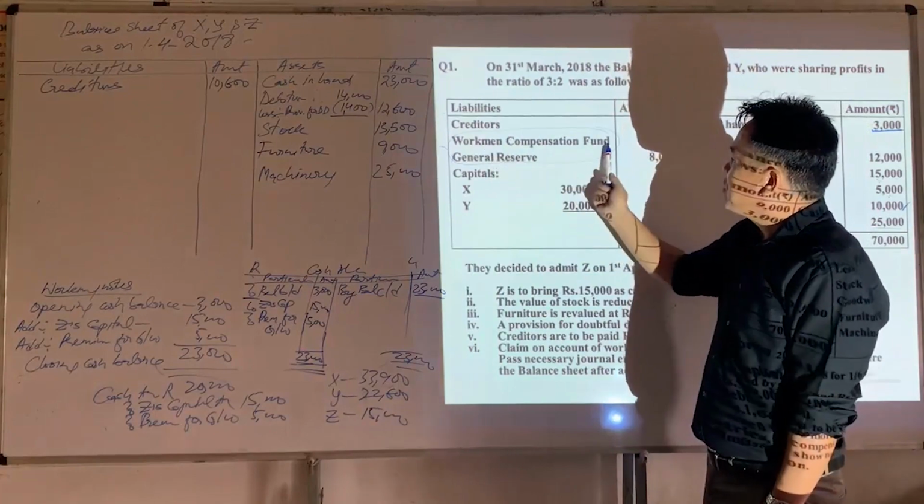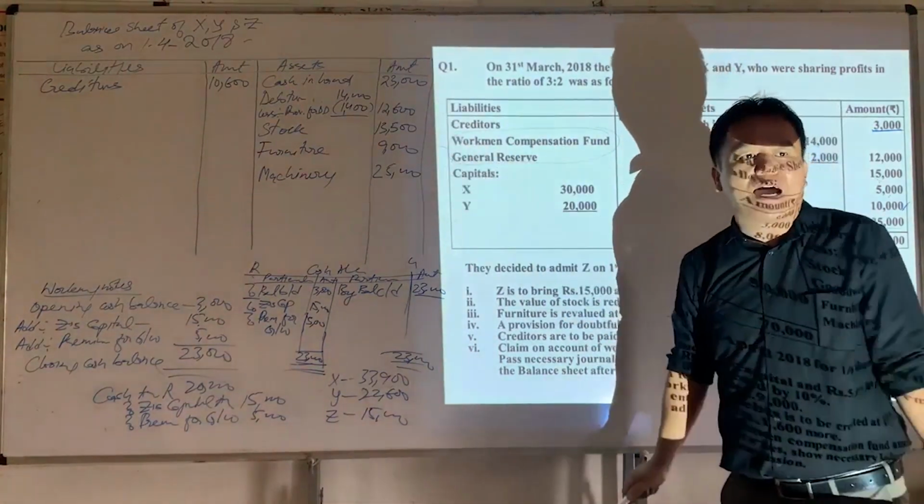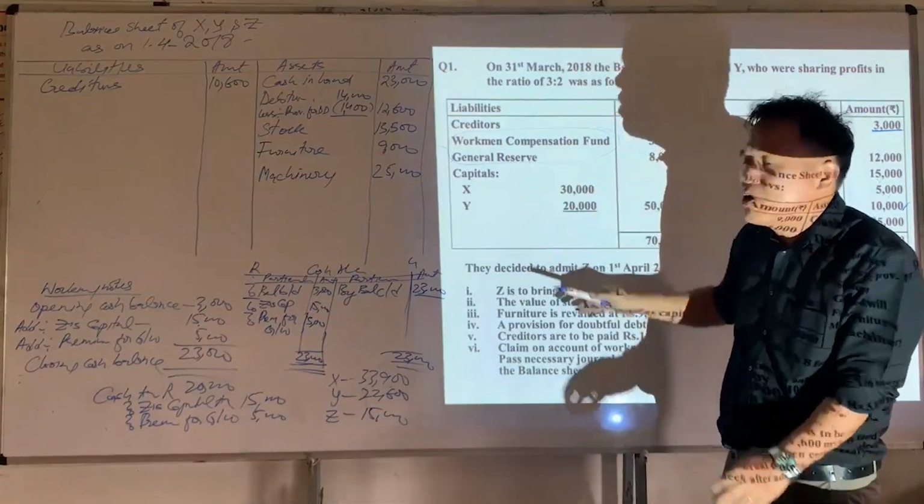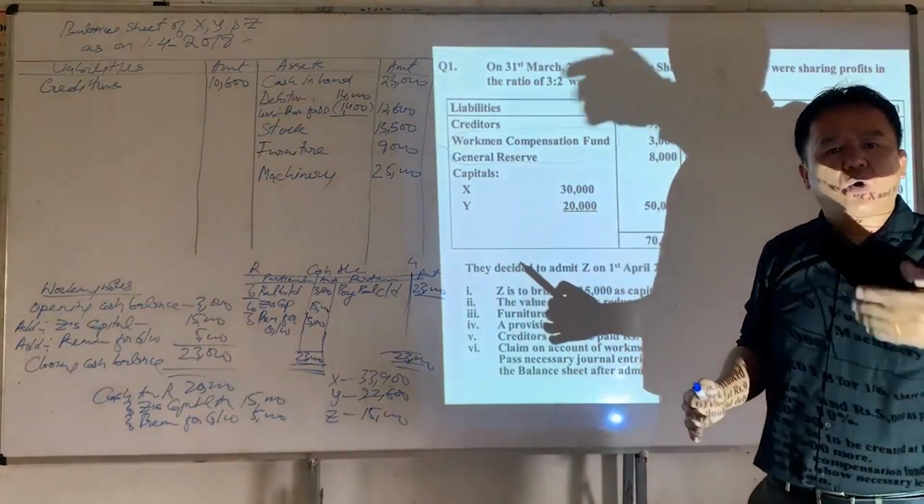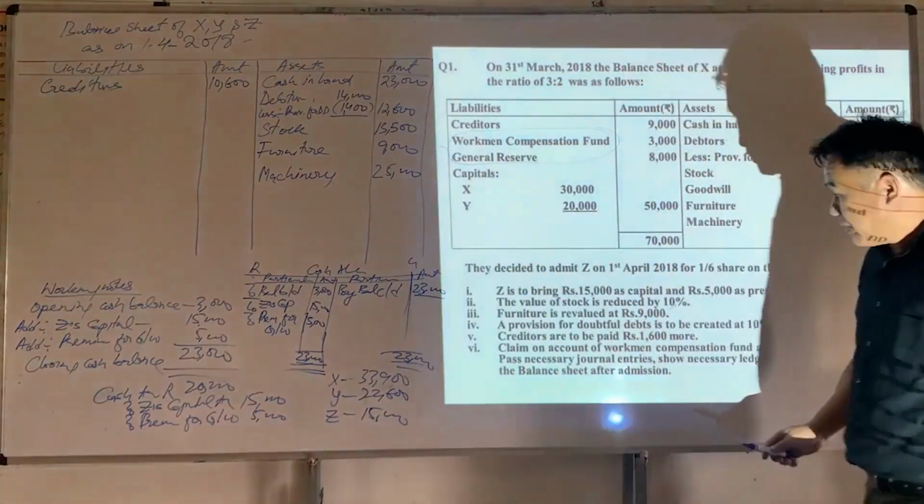So here in the new balance sheet, both accumulated profits, workmen compensation fund and general reserve, can't be shown on the liability side of the new balance sheet. Why so? Because they are already transferred to all partners' capital accounts in their old profit sharing ratio. Is that clear for you?